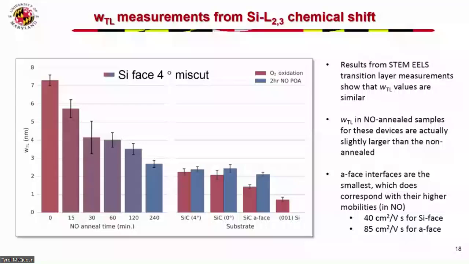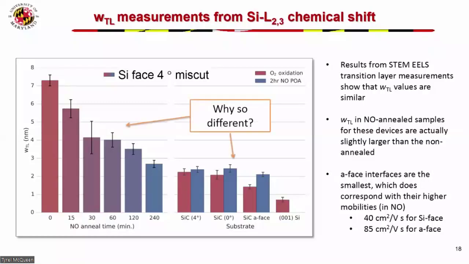So it's interesting that in this case now, the red bars are only oxidized, so only the oxide was grown. And the blue bars correspond to the samples that had the post-deposition annealing in nitric oxide. In this case, with the error bars, there is basically no difference here. But for the A phase, there's an increase in the width of the transition layer after the annealing. So we want to know what's going on there.